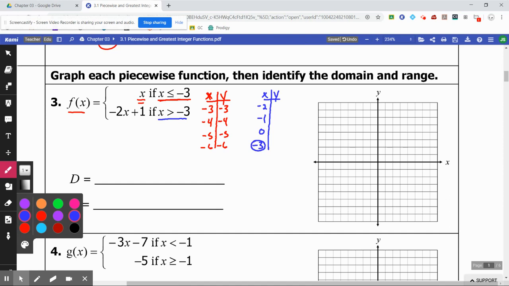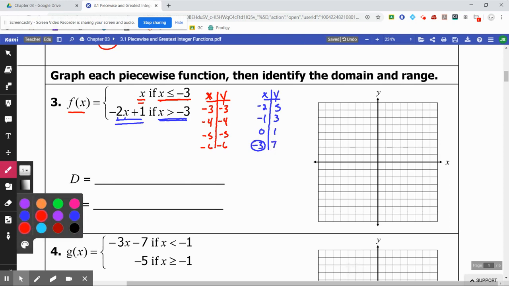The blue part says when x is greater than negative 3, we're going to plug it into this part of our function. So when x is negative 2, we're going to do negative 2 times negative 2, which is 4, plus 1 is 5. When x is negative 1, negative 2 times negative 1 is 2, plus 1 is 3. Let's go ahead and finish that graph out. And here's what you get. Negative 6 and 1 is 7.